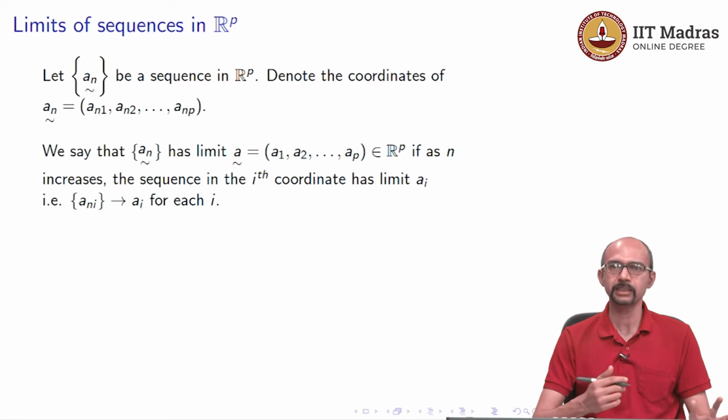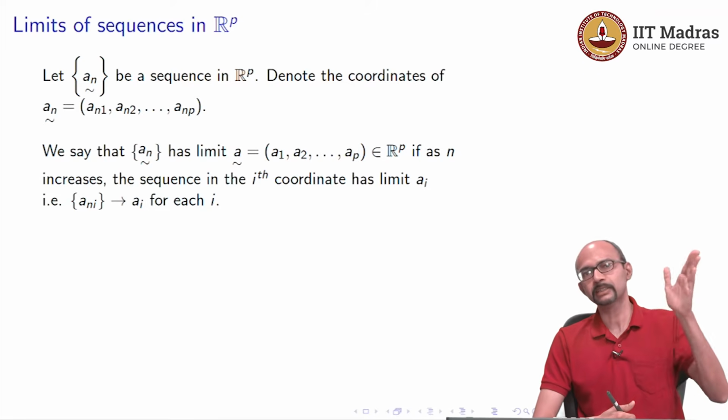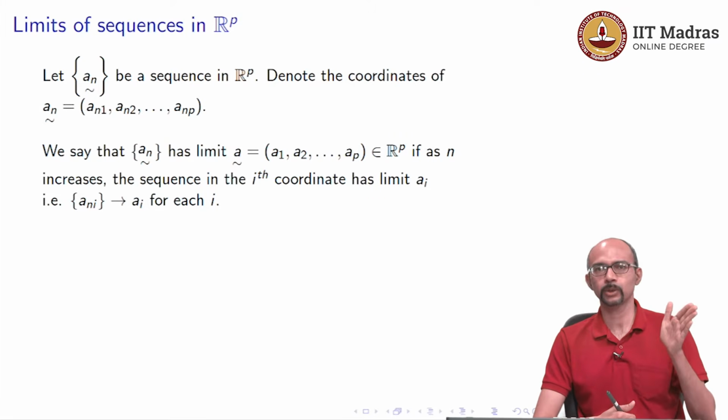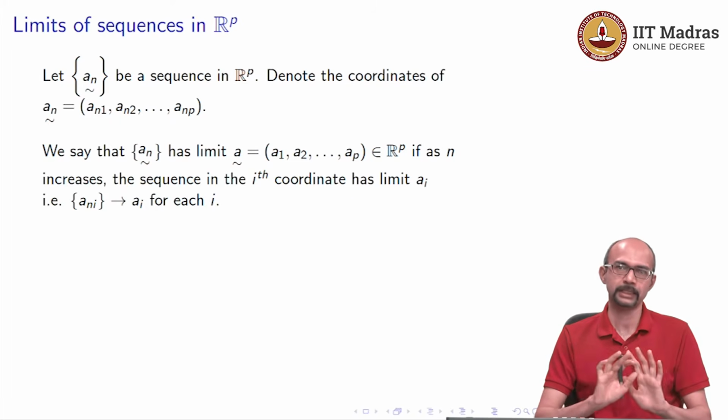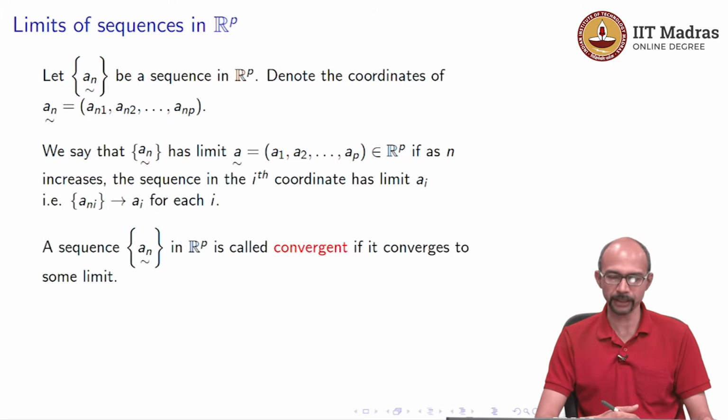Okay. So, basically the idea of convergence of sequences, so limits of sequences in R^p is just borrowed from R. It's nothing very special. What you do is you look at each coordinate, ask if the sequence over there converges, and if it does converge, you put them all together. That's all that the limit in R^p does. So, a sequence ã_n in R^p is called convergent if it converges to some limit.